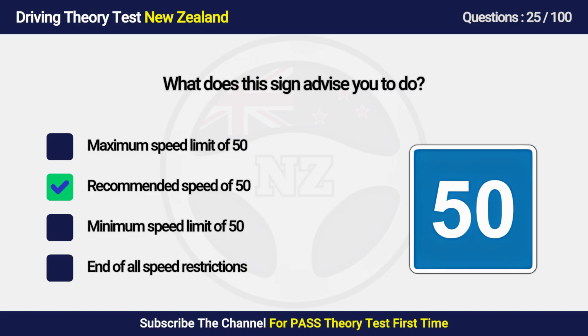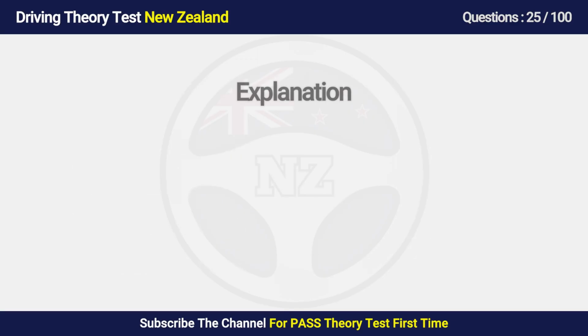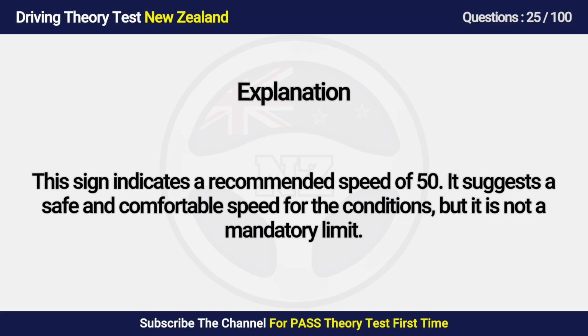Answer is B, recommended speed of 50. This sign indicates a recommended speed of 50. It suggests a safe and comfortable speed for the conditions, but it is not a mandatory limit.